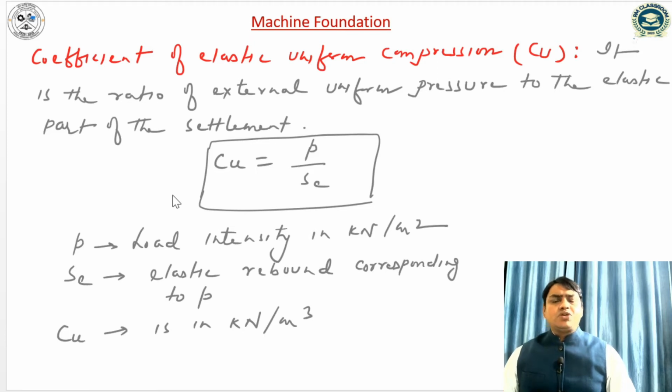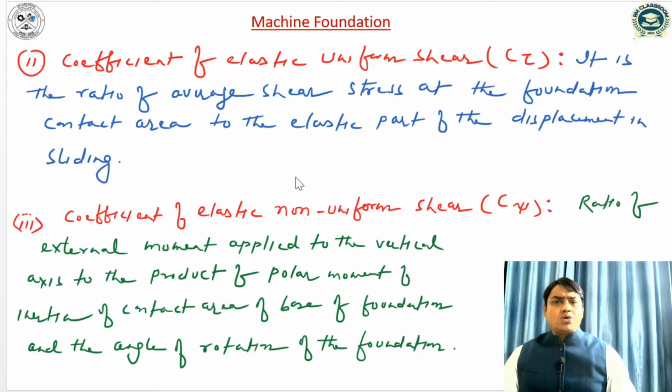So what is the coefficient of elastic uniform compression? It is the ratio of the external uniform pressure to the elastic part of the settlement, and it is denoted in kilonewton per meter cube. Similarly, the coefficient of elastic uniform shear is the ratio of shear stress induced to the elastic settlement.